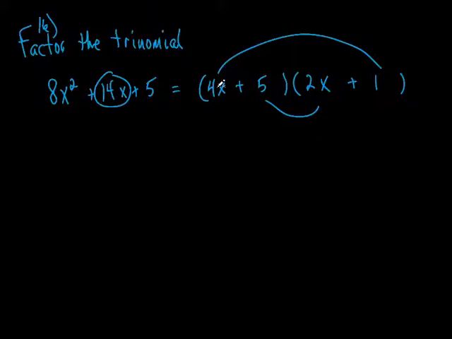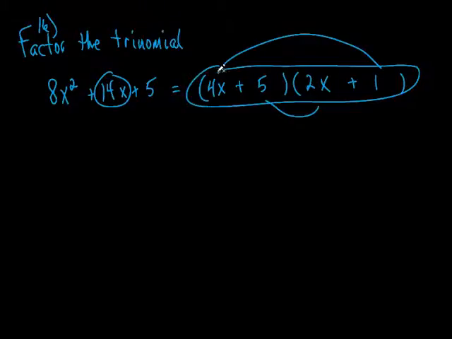So let's try that. I've got 4x times 1, which is 4x, and 5 times 2x, so that's 4x plus 10x. What's 4x plus 10x? It's 14x, isn't it? So that does work. All right, so we're good to go on that. I don't have to try anymore.